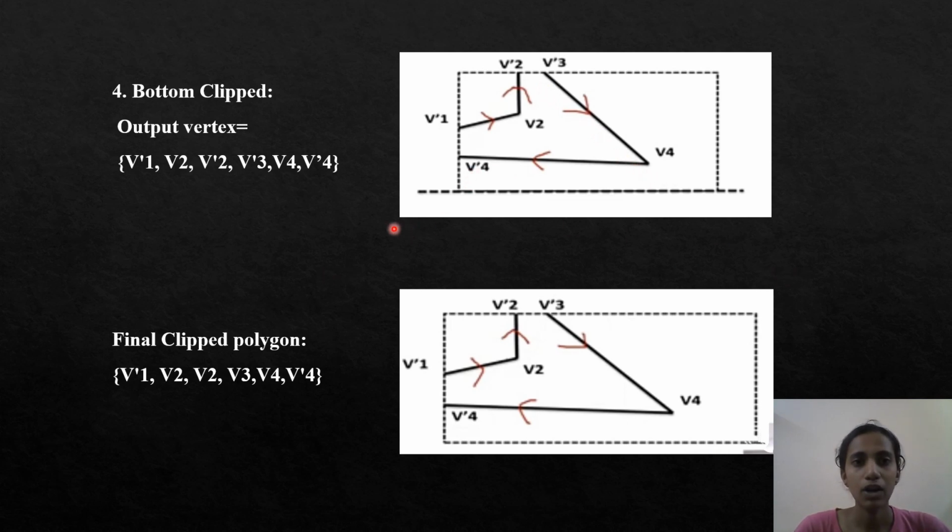Then when all these clips are completed with the help of the 4 cases, we will get the final clipped polygon as V1 dash, V2, V2 dash, V3 dash, V4 and V4 dash. So this is all about the Sutherland Hodgeman polygon clipping algorithm.